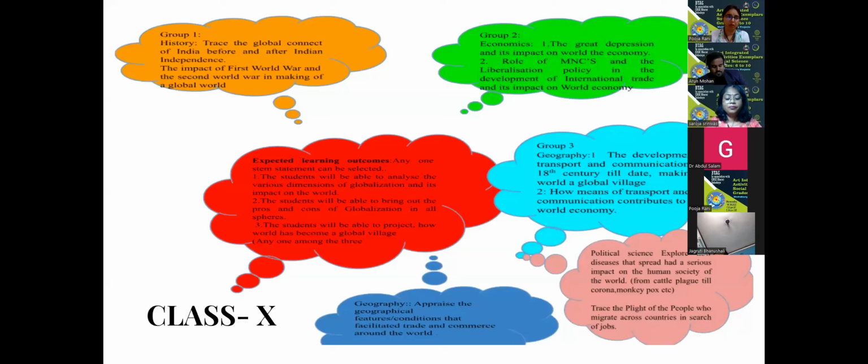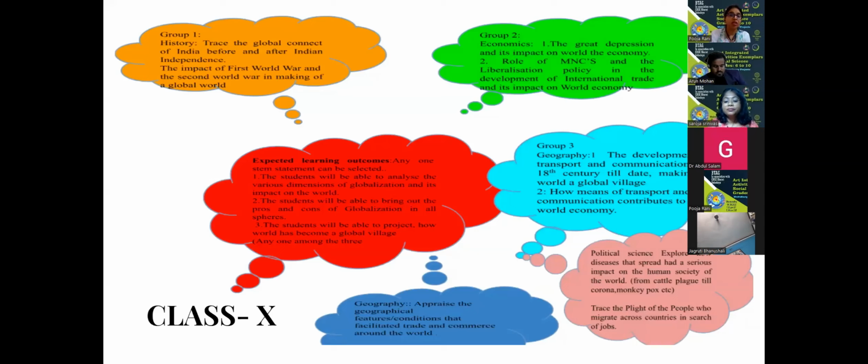The same can be related with the economics. We can assign group 2 activity. The Great Depression and its impact on the world economy. Role of MNC and liberalization policy in the development of international trade and its impact on world economy. Expected learning outcomes will be when we connect with all 4 parts of our social science: history, economics, geography, including political science. So geography, again we can divide the group, the development of transport and communication from 18th century till date.